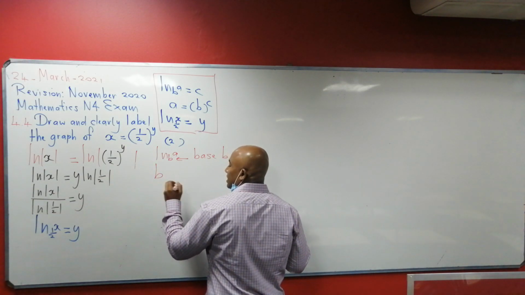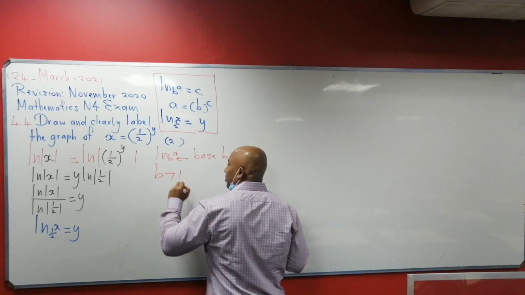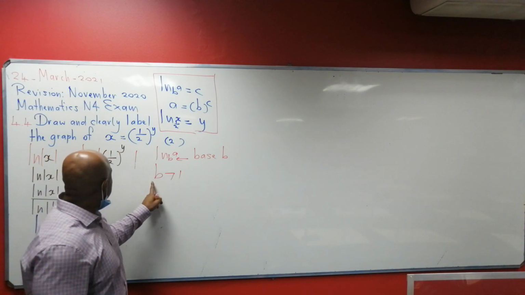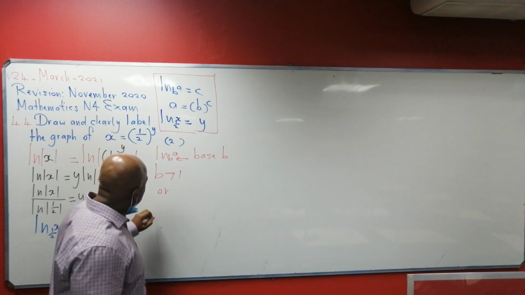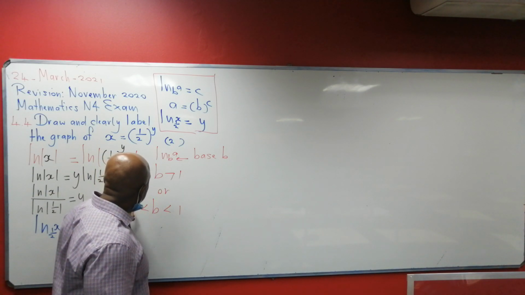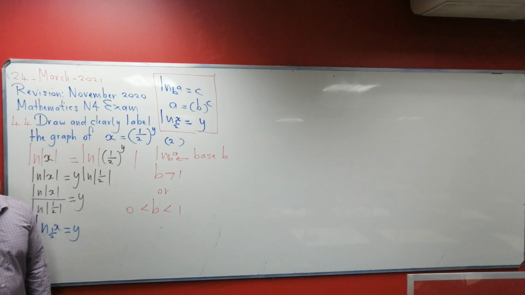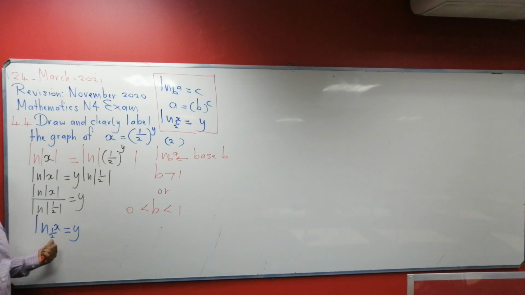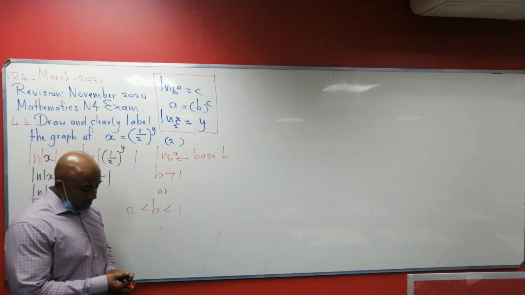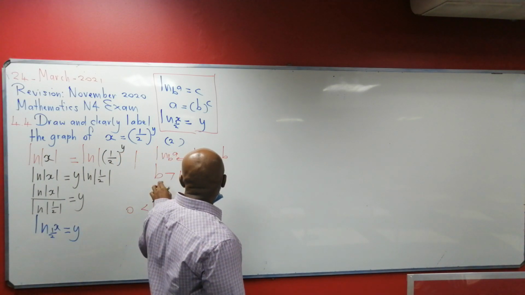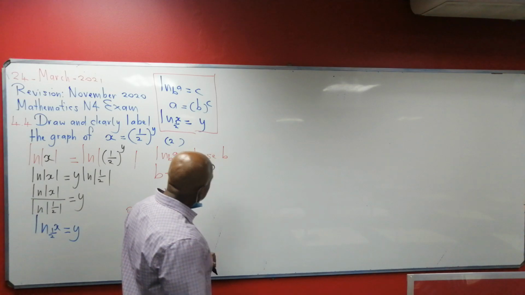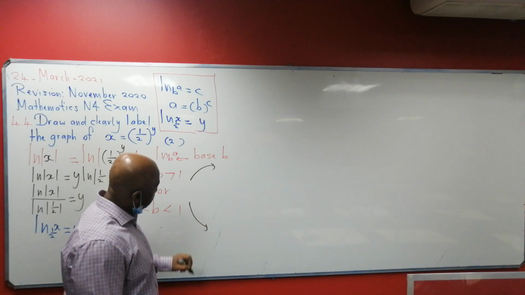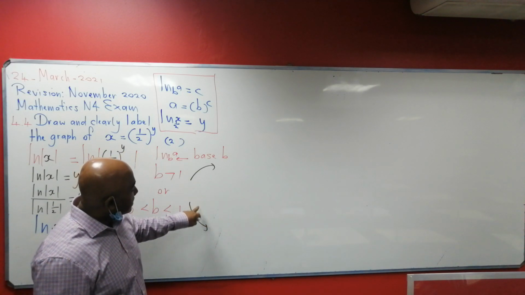Basically you can have two options here. Your base can be greater than 1, or your base can be in between 1 and 0. In between 1 and 0 is 0.1, 0.2, like here it's 0.5. Half is 0.5. What's going to happen here? If it's greater than 1, it's an increasing function. If it's in between 0 and 1, it's going to be decreasing. So that is the shape.